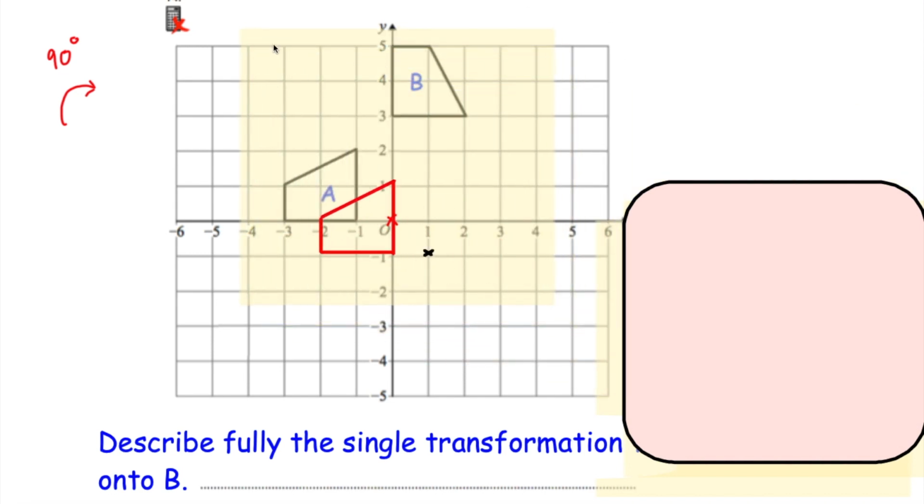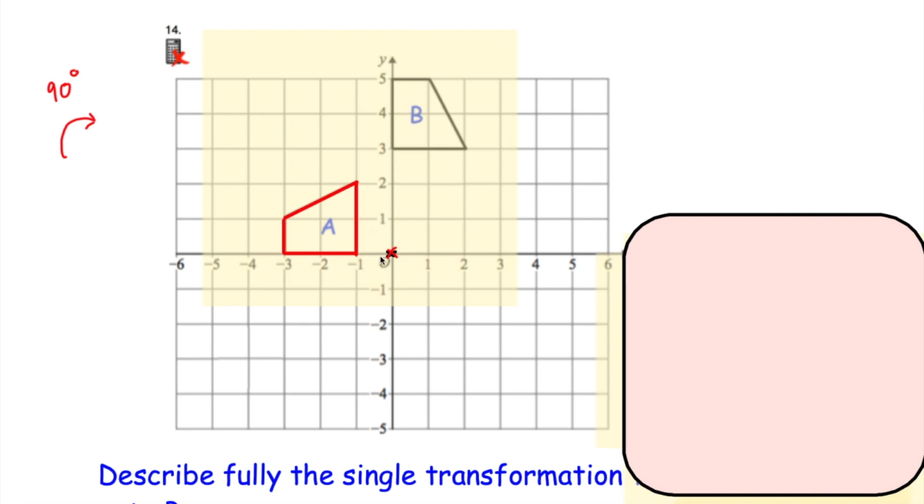So it looks something like this. Now we're going to rotate 90 degrees clockwise about the origin. So we're going to put our pencil on top of the origin and rotate it 90 degrees clockwise and see where that goes to. So when we rotate 90 degrees clockwise, it would look something like this, and that's not on top of B.